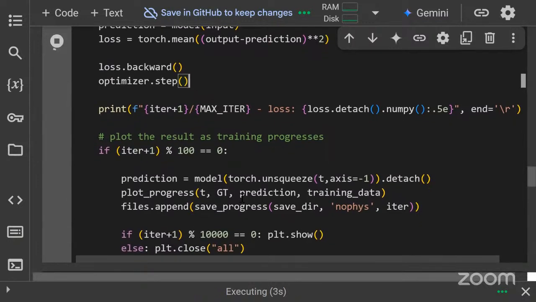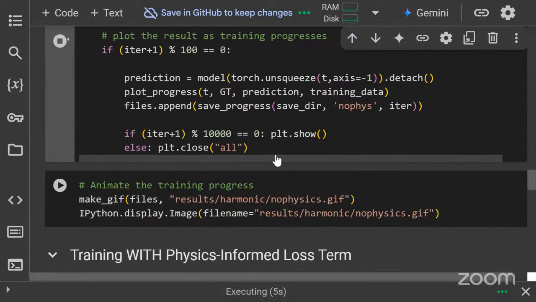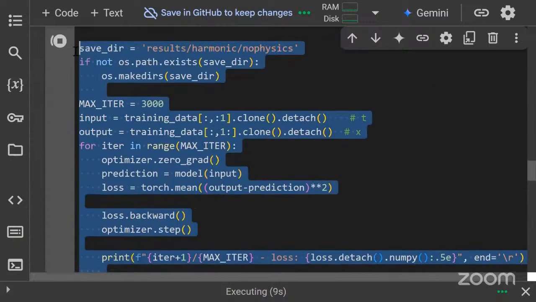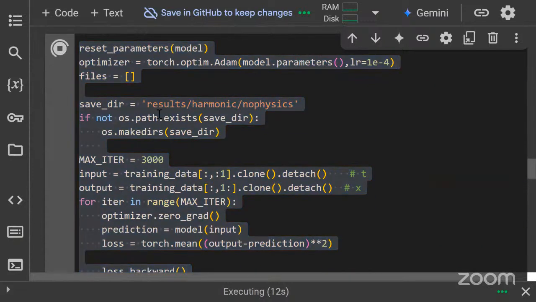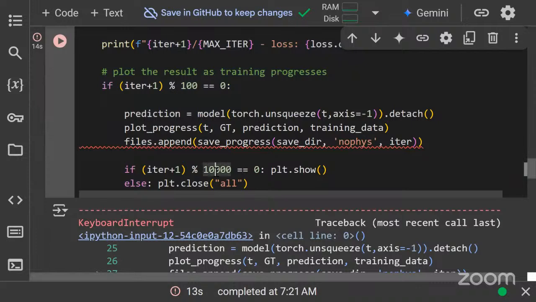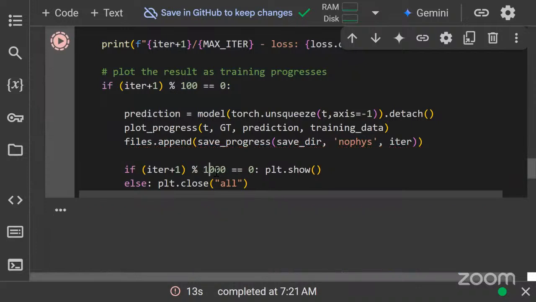And basically, that's what's going to happen. The rest is for plotting and generating animations. And in fact, let me pause this. Let me pause this and then change one line.